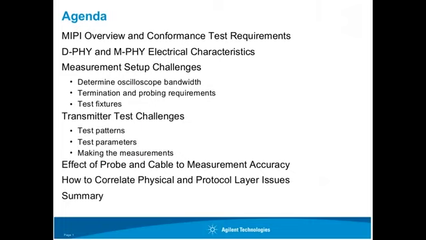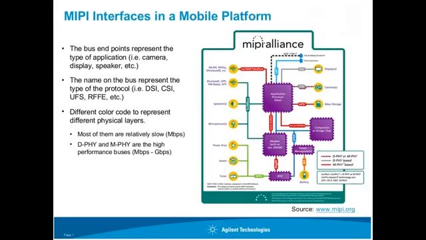So let's go over the agenda quickly. I plan to cover the MIPI overview and the conformance test requirement, followed by a brief overview of D-PHY and M-PHY electrical characteristics. Then I'm going to discuss the measurement setup challenges, the transmitter test challenges, the effect of probe and cable to measurement accuracy, and finally how to correlate physical and protocol layer issues. So let us start with the MIPI overview and the conformance test requirements.